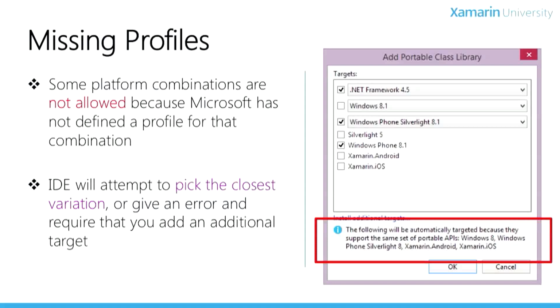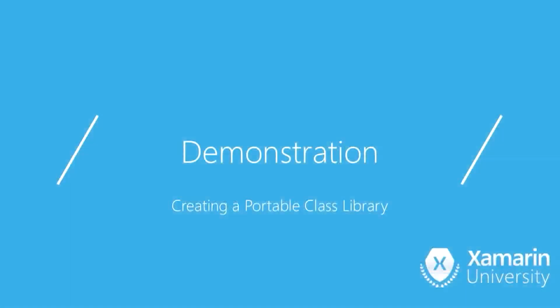In Visual Studio, if you haven't been specific enough, it'll simply warn you with some text at the bottom of the dialog and automatically shift you to the closest profile that supports your selection. In Xamarin Studio, however, you're not allowed to proceed until you actually make a selection that matches a specific profile. So let's jump over to Xamarin Studio and have a look at how we can create a portable class library.